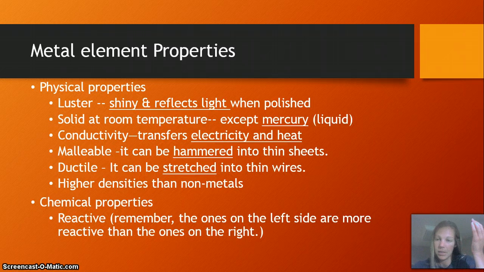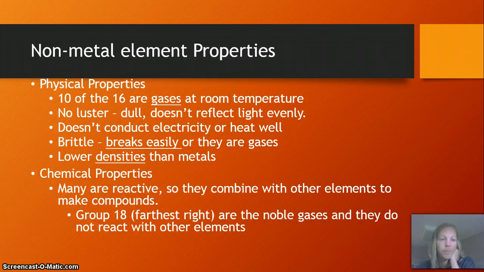So, kind of makes sense. Our wires, a lot of them are made of copper and other metals. And then last on this list, but I'm sure there's more, is higher density. So metals have higher densities than non-metals usually. So chemical properties are that metals are reactive, especially the ones all the way on the left side of the periodic table. Now we're going to skip over to the right side and kind of forget those metalloids for a second. We'll come back to them.